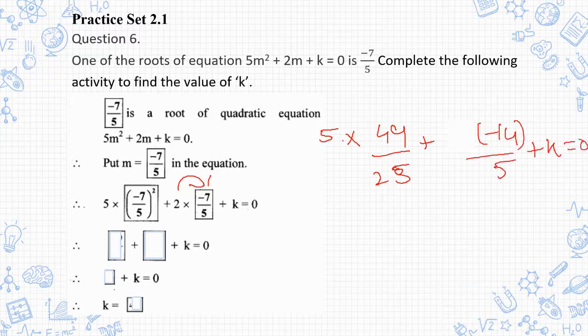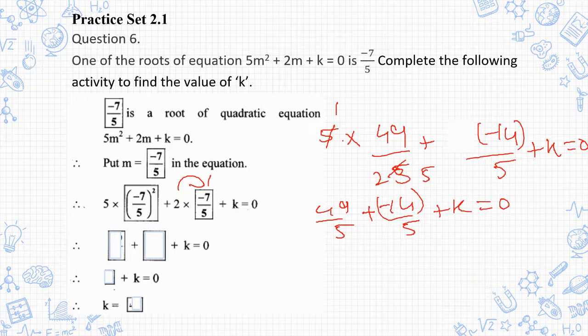So here you will see 5 ones are 5 into 5, 25. So you have 49 upon 5, and this plus into minus will give you minus 14 upon 5, or you can just write it like this for now, minus 14 upon 5 plus k equal to 0. So in the below two blocks, I'll have 49 upon 5 plus minus 14 upon 5 plus k equal to 0. Now to find the value in this block, you just simplify this. Now if you see, the denominators are same, we'll just subtract the numerator.